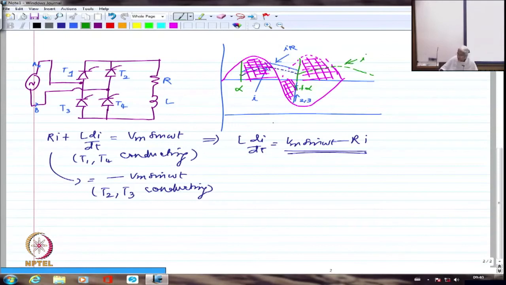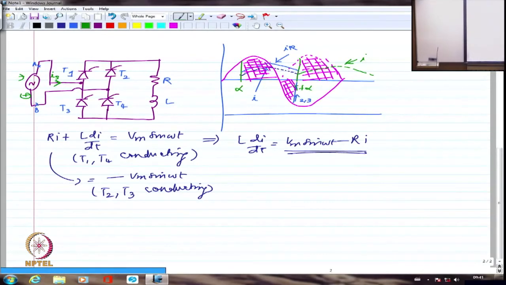If I try to look at the current waveform from here, which is the supply side current: whenever T1 and T4 are conducting, I have a positive current flowing in this direction. I say that this direction is the positive flow of current. Whenever T2 and T3 are conducting, because it is conducting during the negative half cycle, this will be plus and this will be minus, so the current is going to go in the opposite direction.